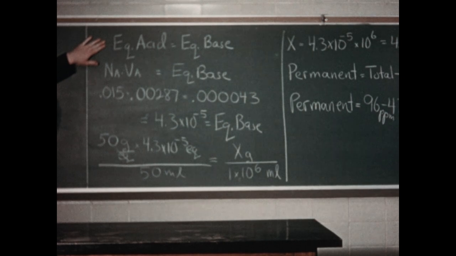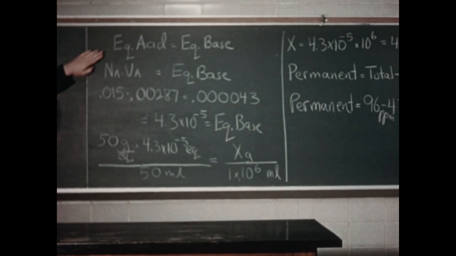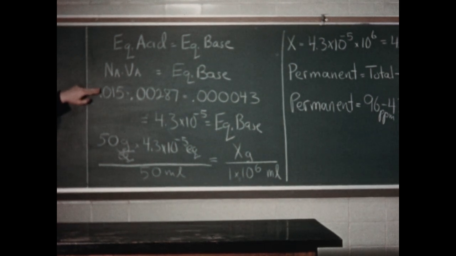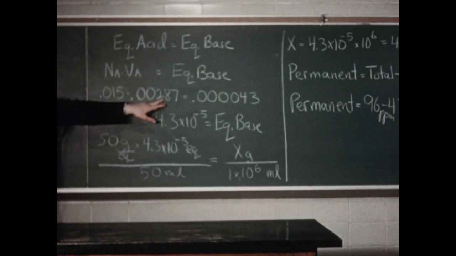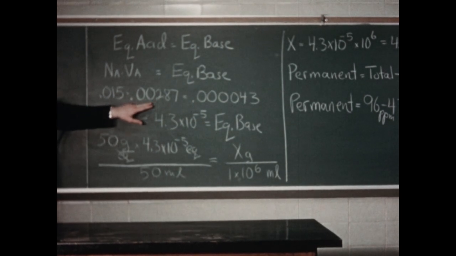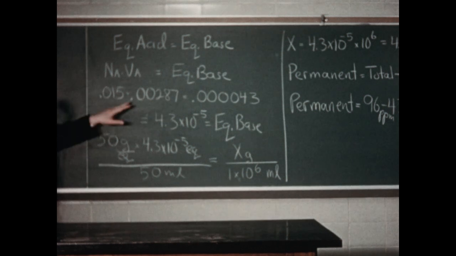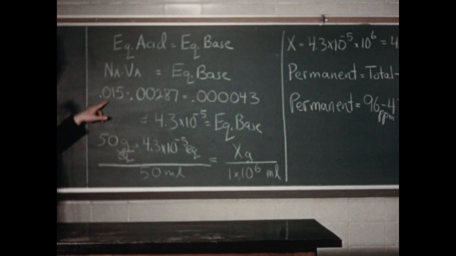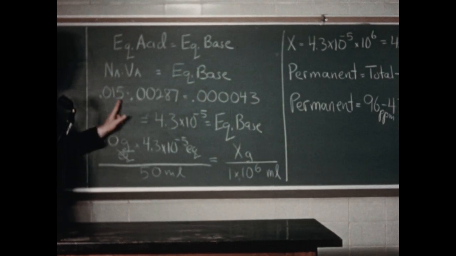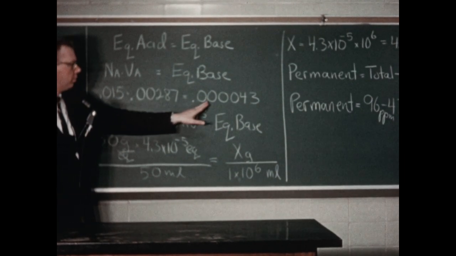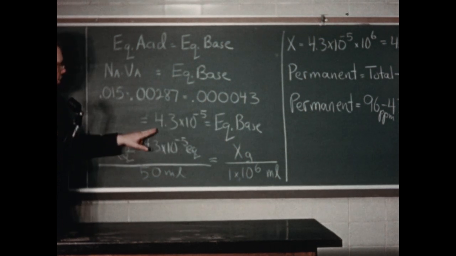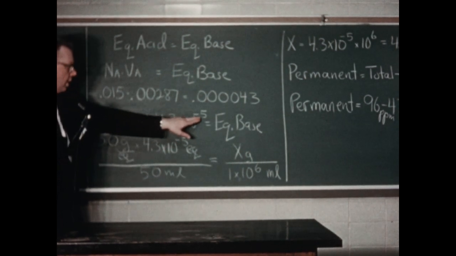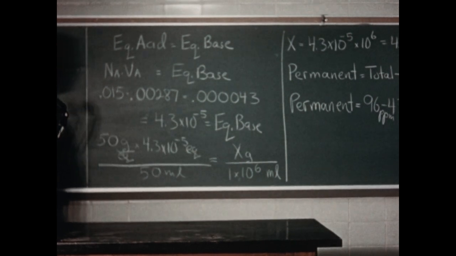Recall our old titration experiment rule that at the endpoint, the equivalence of acid used always equals the equivalence of base used. Now, in this experiment, we know that we used 2.87 milliliters, or 0.00287 liters, of 0.015 normal acid. The equivalence of base, then, equals the product of these two numbers, or 4.3 times 10 to the minus 5 equivalence of base.